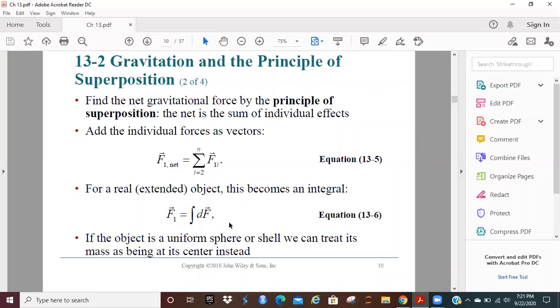So, find the net gravitational force by the principle of superposition. The net is the sum of the individual effects. Add the individual forces as vectors. So the net force on particle 1 is going to be the same as just summing all of them from particles 2 to n. If you have a real extended object, this becomes more complicated. And if the object is a uniform sphere or shell, we can treat its mass as being at the center.